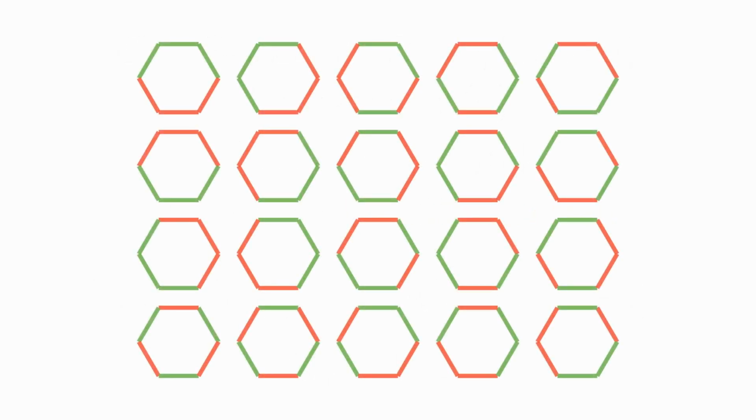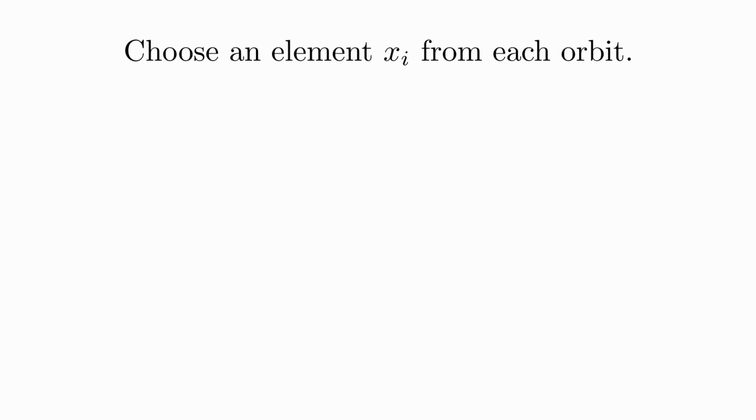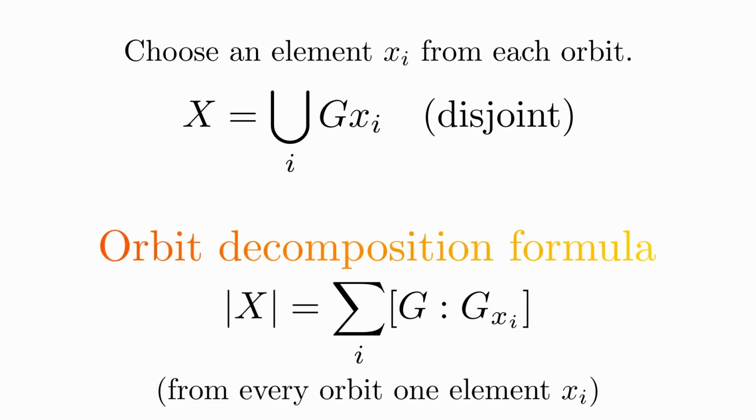When we look at all the possible colorings, we see that the orbits partition the set. It is now convenient to choose one representative element from each orbit. We can do the same thing for every group action. Since this union is disjoint, we get that the number of elements in X is the sum of the elements in the orbits. With the orbit-stabilizer theorem, we get the orbit-decomposition formula.